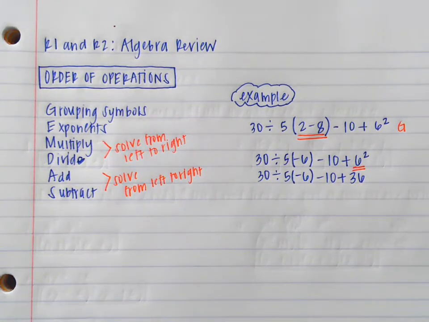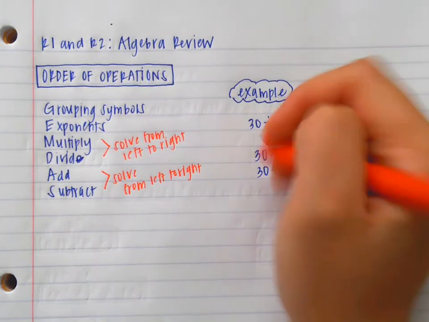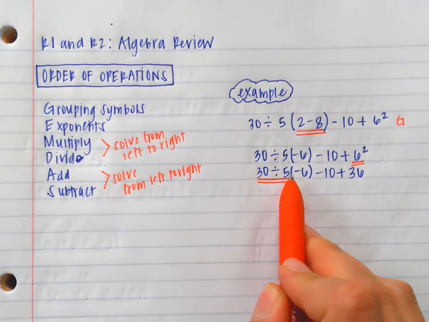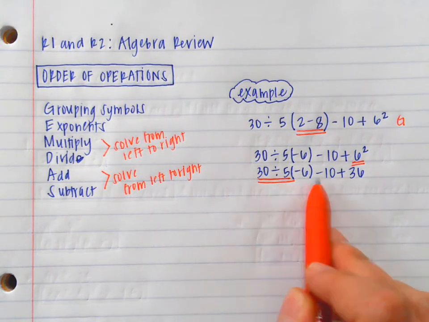Okay, so we've done our grouping symbols and our exponents, so we're going to multiply and divide from left to right. Now, this is where I'm assuming some of you guys are getting tripped up because you wanted to multiply that 5 and negative 6 together first, and you can't. So what you need to do first is divide from left to right. We see this 30 divided by 5 first, so we're going to do that first. Not this, because that comes second.